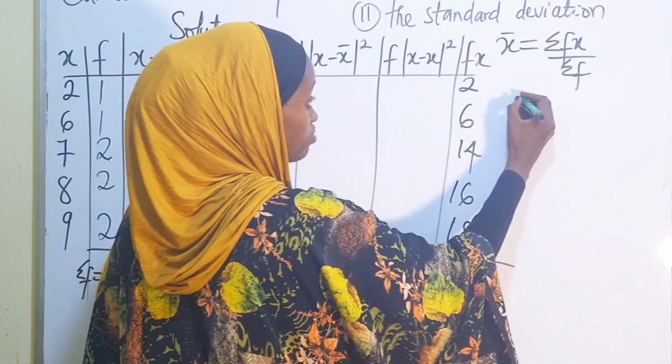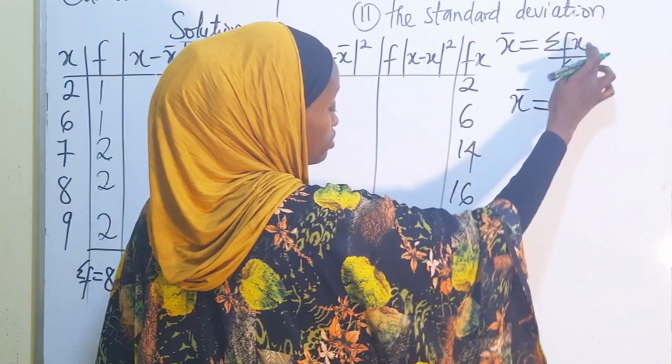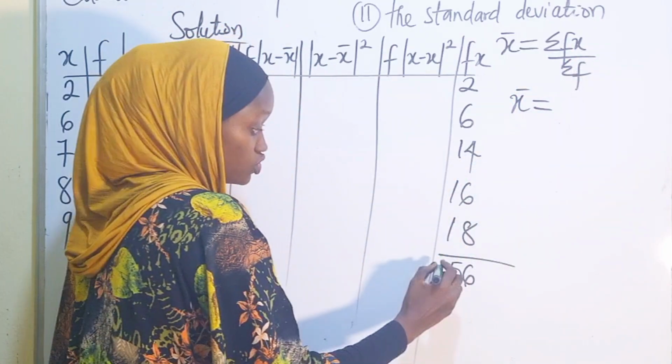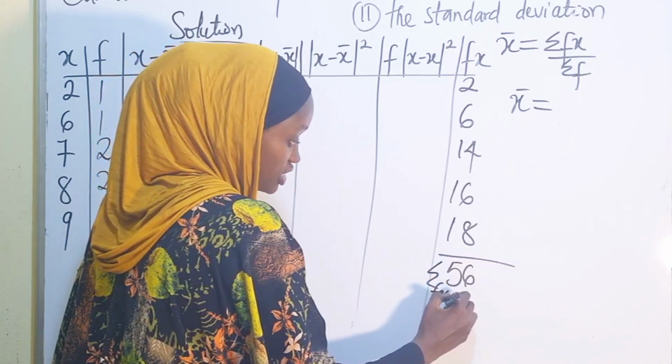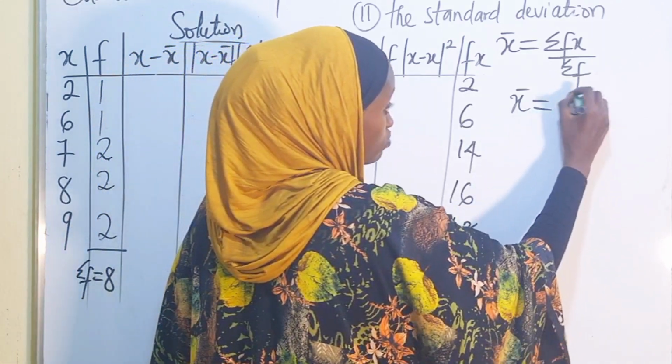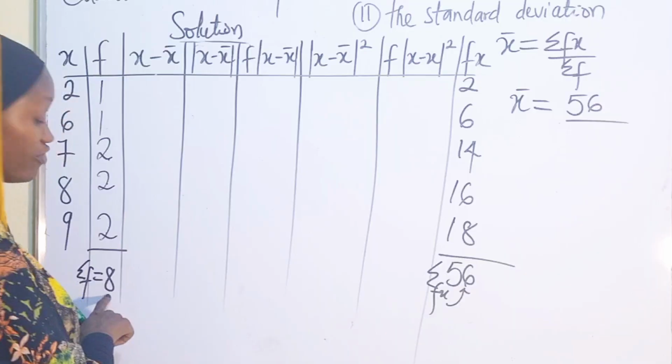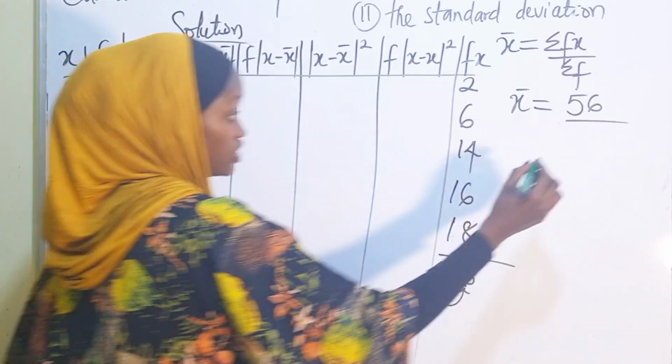Now we can get the value for the mean. X bar is equal to summation of f of x. We've gotten it, this is the value 56. So this becomes 56 divided by summation of f, which is the frequency. We have it here to be 8.